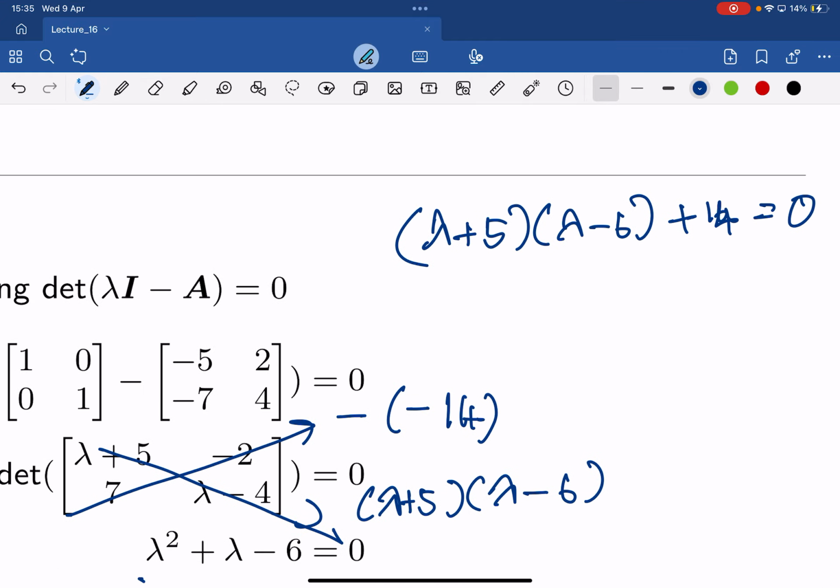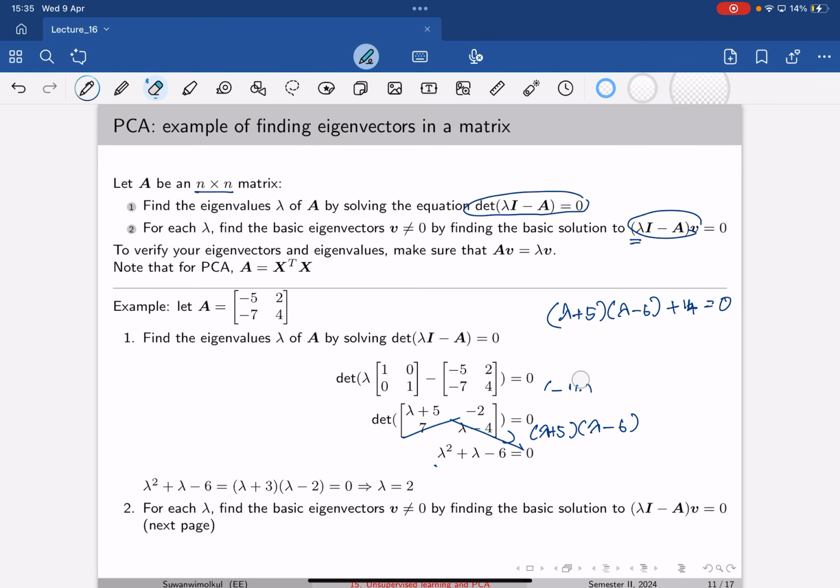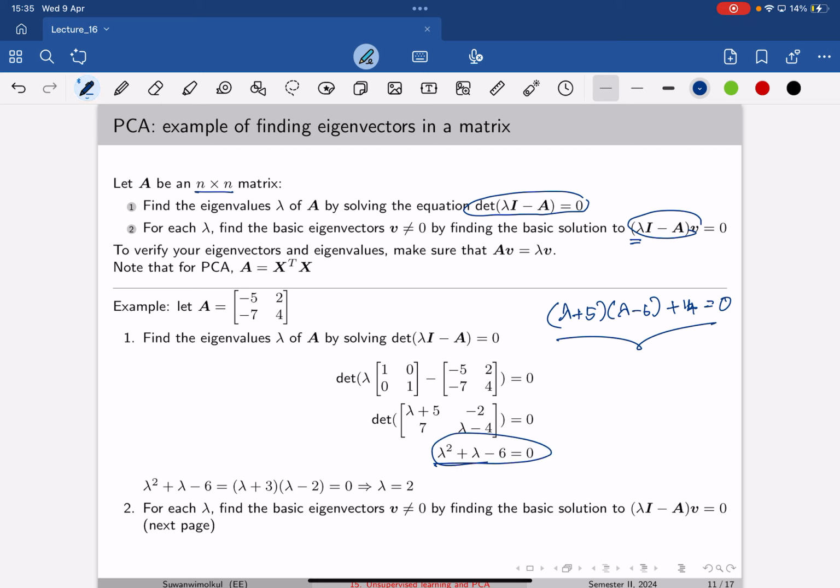14, sorry. Yes. And then once you do the reduction, you will end up with this equation, and then you can solve for lambda. So you have lambda equal to 2 and lambda equal to minus 3. You will use your first lambda to find your first eigenvector, and then you use your second lambda to find your second eigenvector.